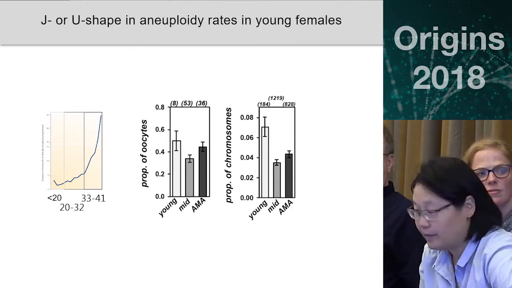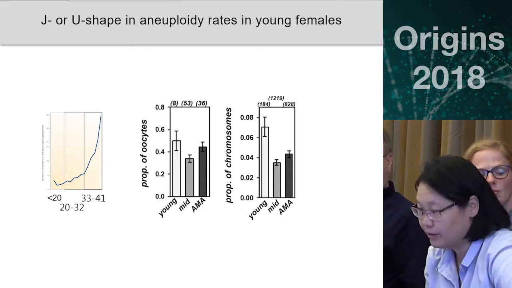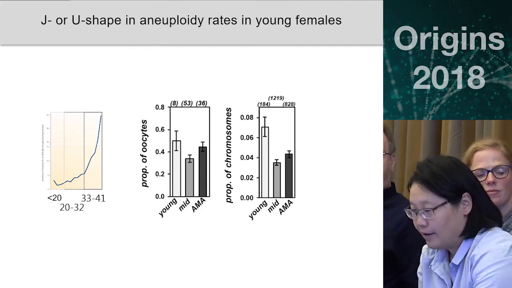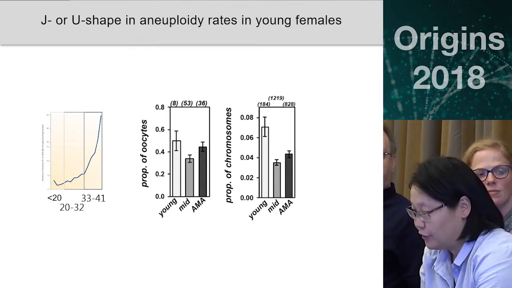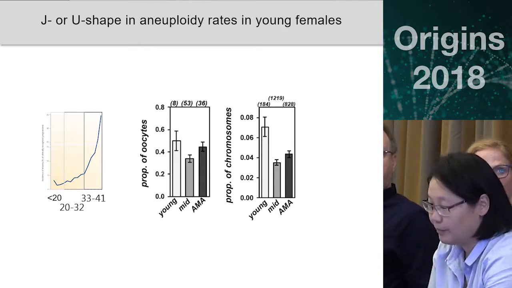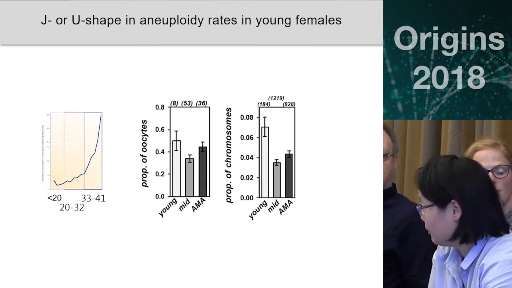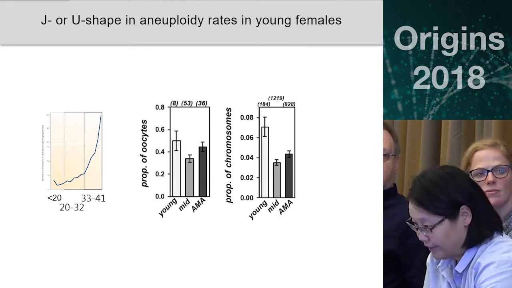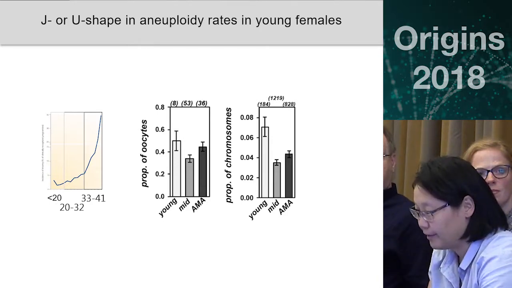The under 20 females, so they go down there at the moment, 12 to 17. We have 5 females from there. Then there's 20 to 32s and the 33 to 41. So I'm going to refer to them as young, mid, and amas. You can see here the proportion of oocytes, they are now higher, and we have been bootstrapping here.